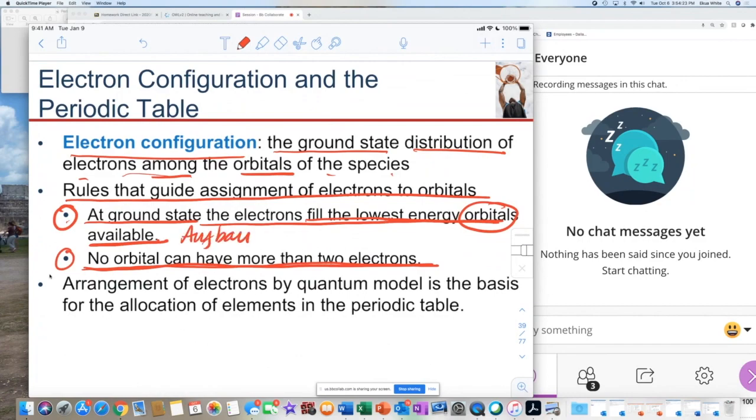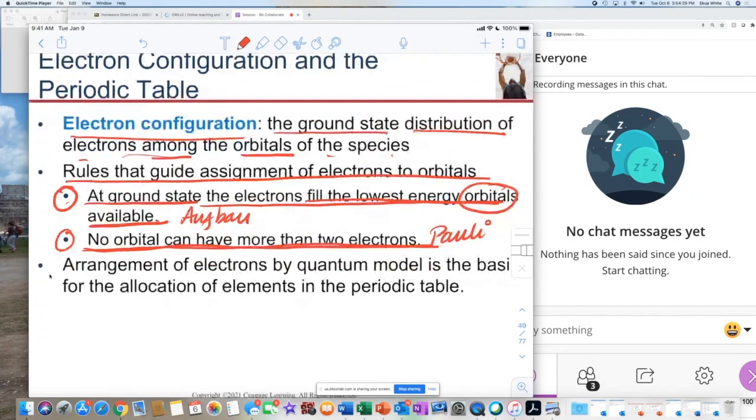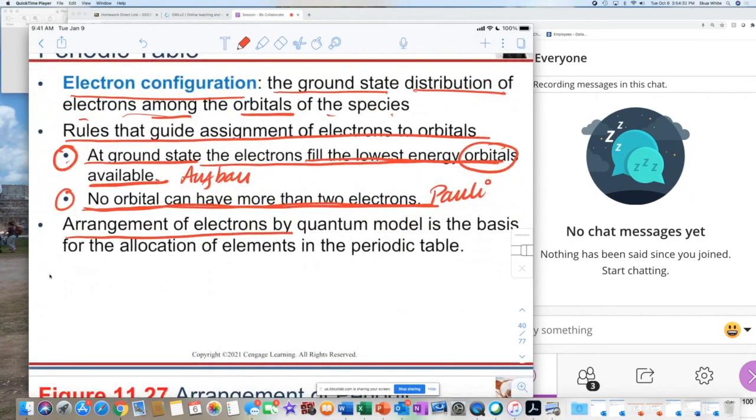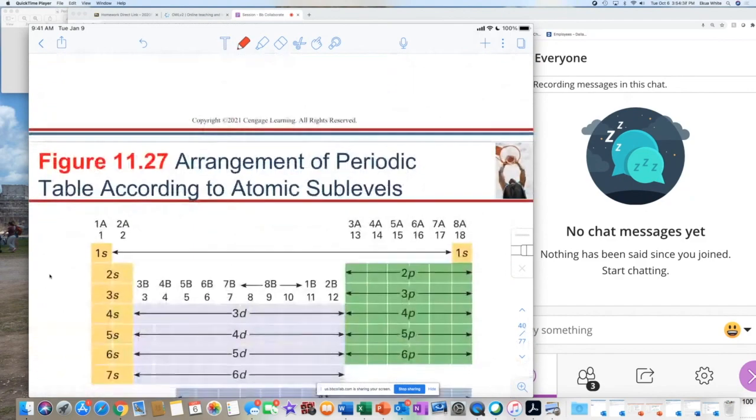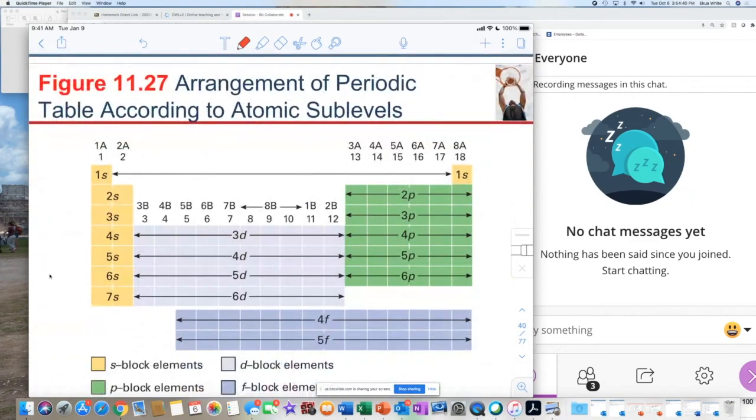The second one here was put together by a scientist called Pauli. So there are different scientists that came up with these rules. Arrangement of electrons by quantum model is the basis for the allocation of electrons in the periodic table. So they're telling you this. For us to know what sub-level, like what section, what wing within the same floor, for us to go from the smallest energy level to the highest energy level, we will use this periodic table here as a guide.